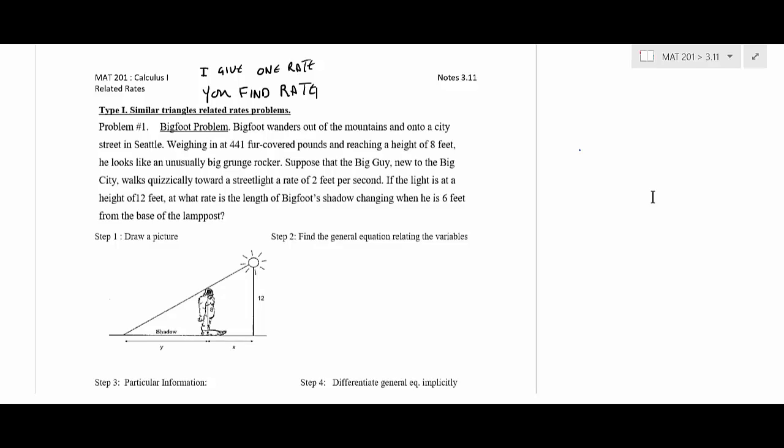Then it says the light is 12 feet high. What rate is the length of Bigfoot's shadow changing if he's 6 feet from the base? So that's going to be 12. That's going to be 6 like that. So what we do is we need to kind of see how all the variables relate. That's the first step, after you've got a picture and read the problem, try to figure out mathematically what's the relationship between all these variables.